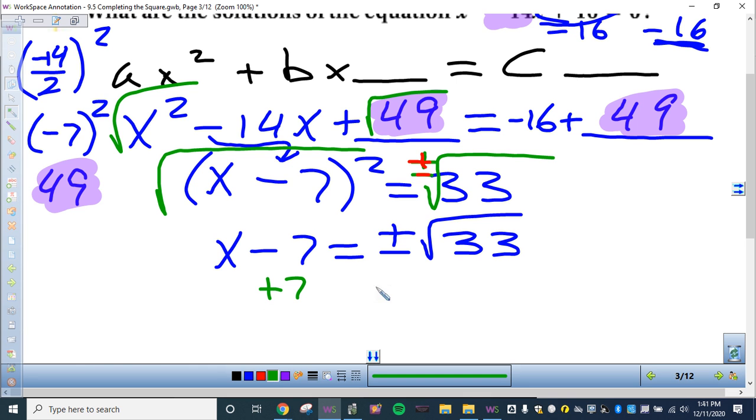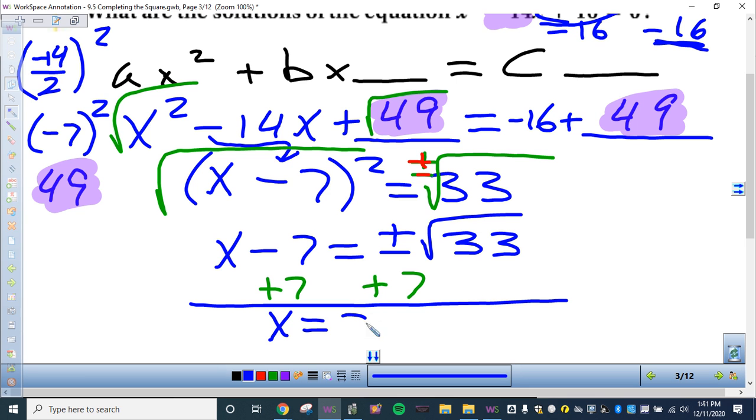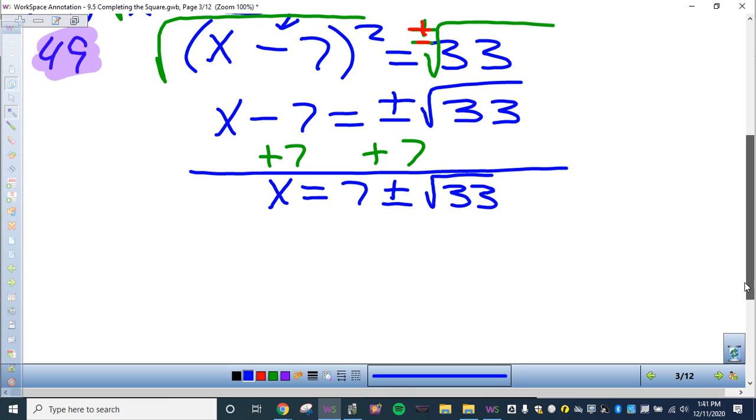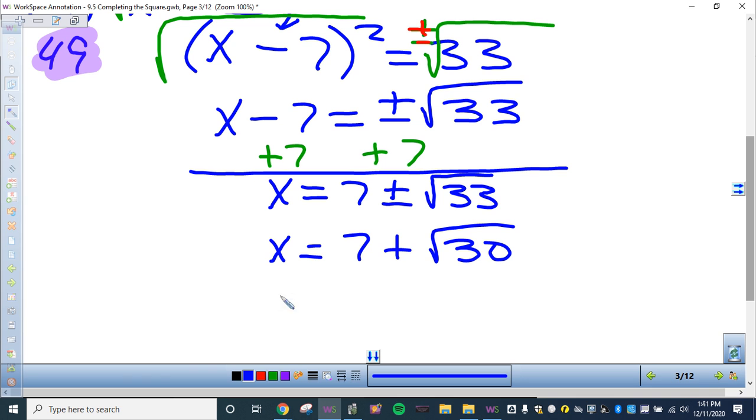Last step in solving for x is to add 7 to both sides. So we get x equals 7 plus or minus square root of 33 as our final answer there. I'm going to show you how to get the decimal equivalent as well, just because you might see a multiple choice answer that has the decimals.